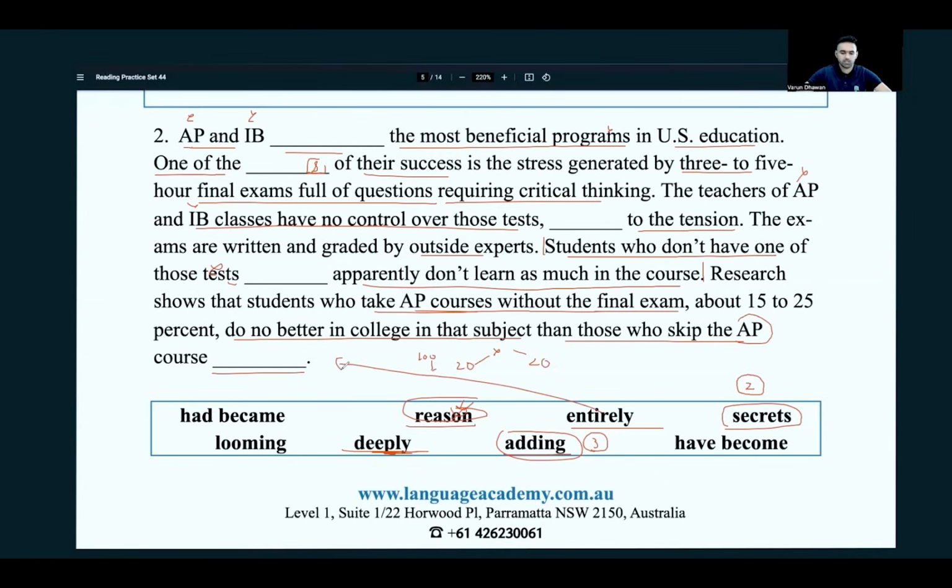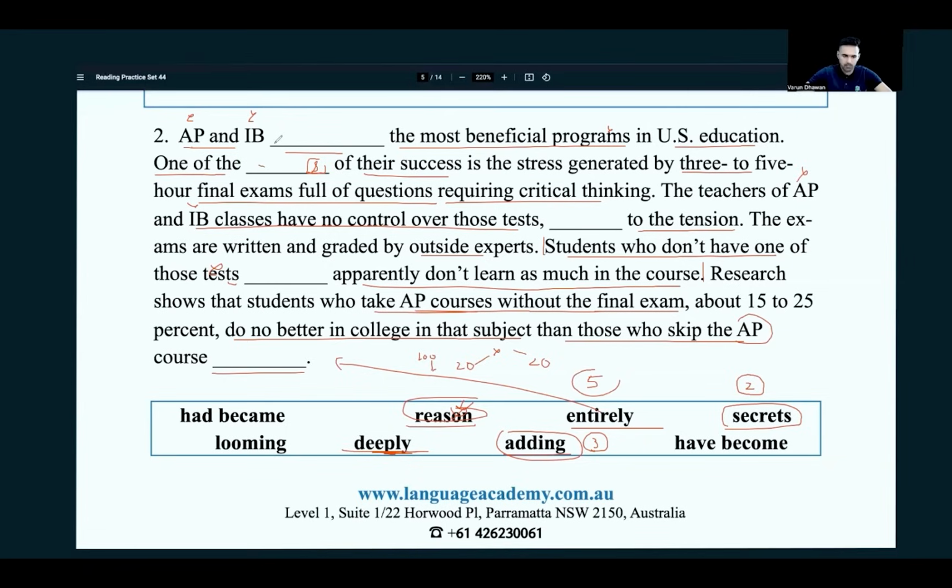Deeply means they're still studying. But now we are comparing that if you don't take the final exam, it's as good as not studying it at all. So entirely will go over here. So we have got this one, third one, and last one. Let's come on to the first one.